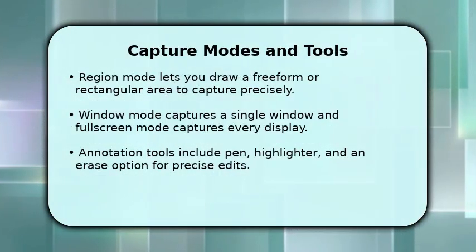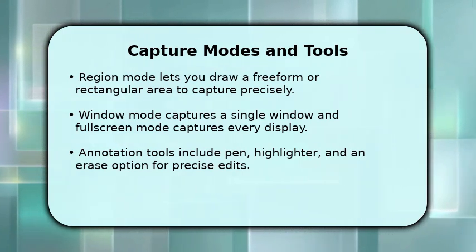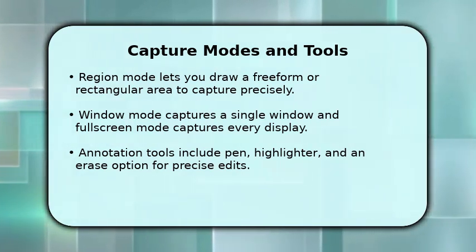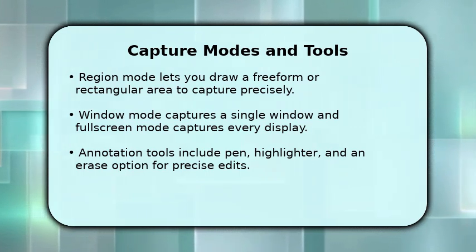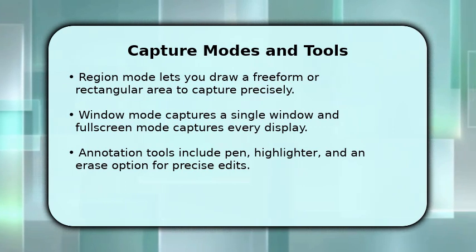Region mode lets you draw a freeform or rectangular area to capture precisely. Window mode captures the selected application window only, excluding other screens or overlays. Full screen mode records every visible pixel across all connected displays.